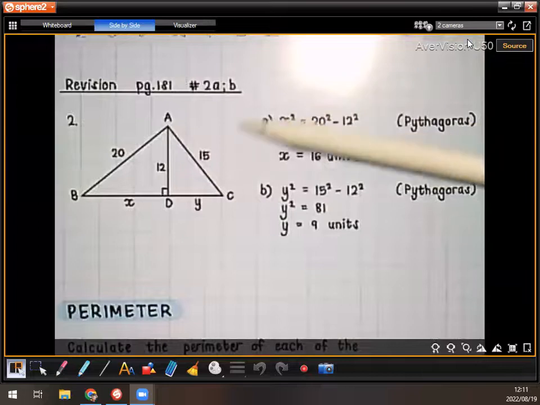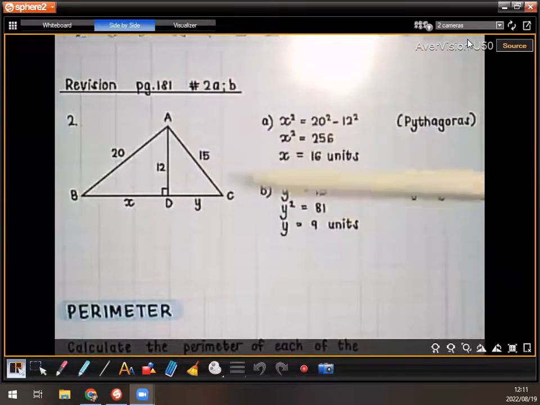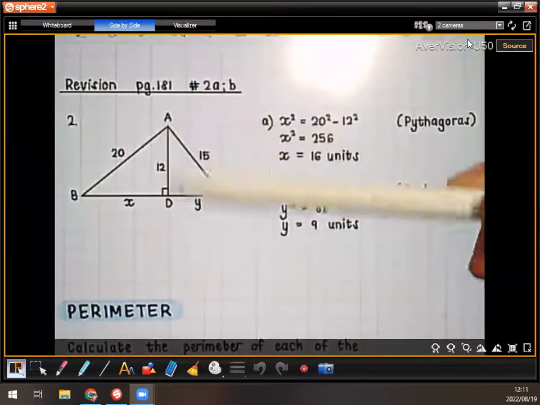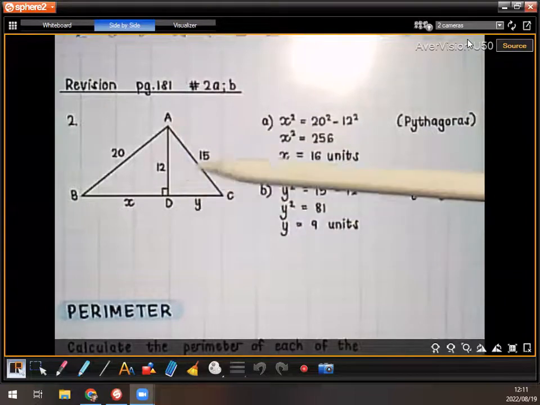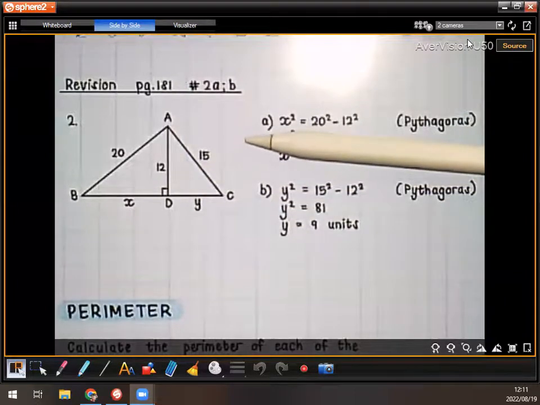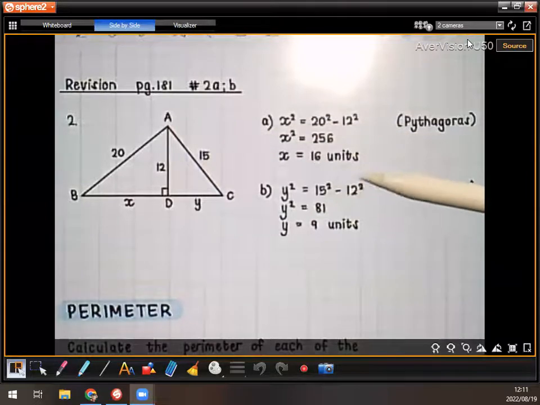And then when you're finding y, you have to work in triangle ACD, this one. So now here the hypotenuse is 15. So for that one, you're going to do 15 squared minus 12 squared with y.